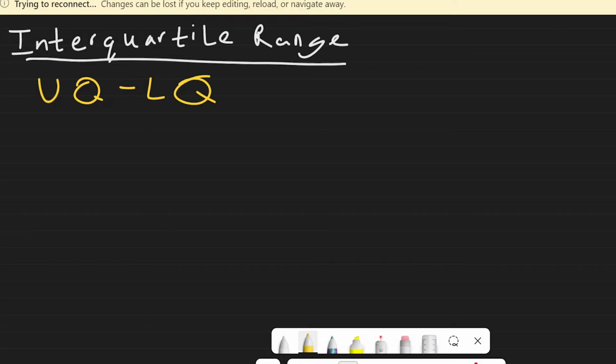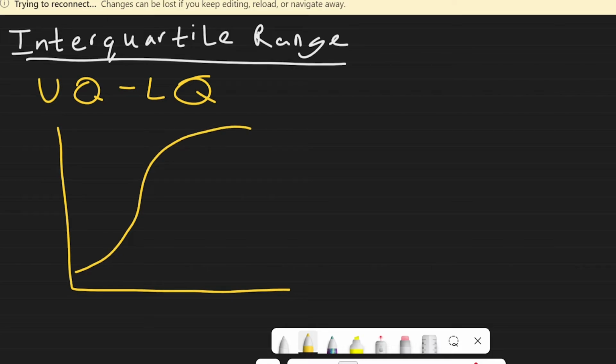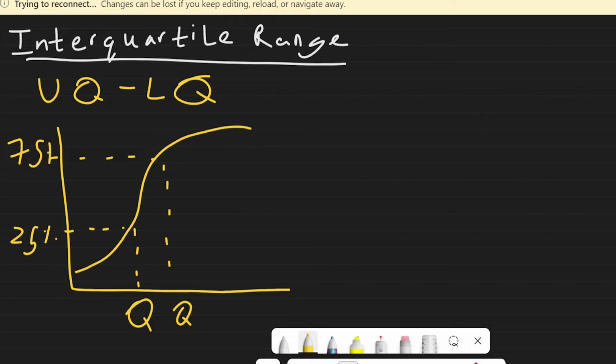So first of all we need to understand what a graph of cumulative frequency of the data looks like. Most of the time it looks something like this. So this for example is our lower quartile. The lower quartile is the quantity, and this occurs at 25%. And this for example is our upper quartile. This is the quantity, and it comes at 75%.